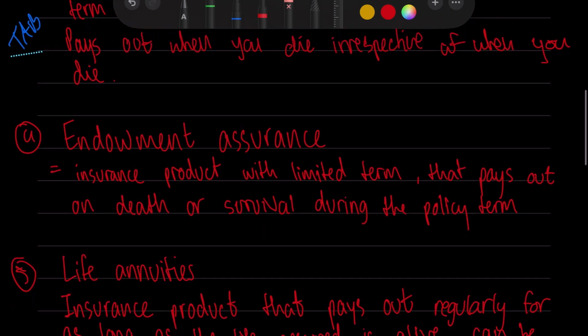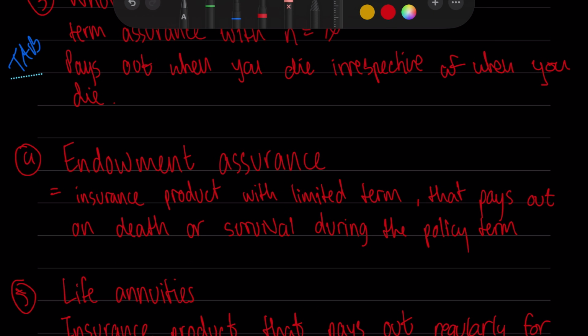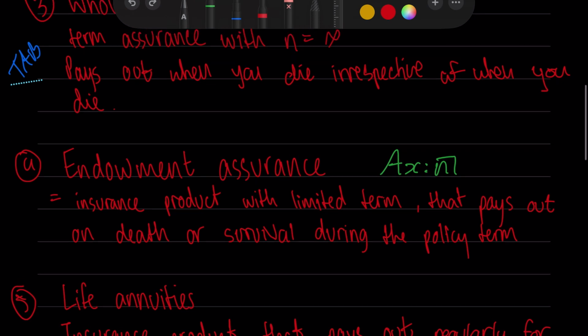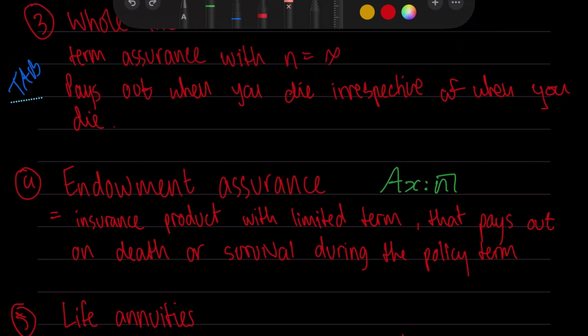So now the next one we're going to talk about is endowment assurance. Endowment assurance, this is the notation. And you see there's no spears, no falling objects, whatever you want to call that. In simple terms, this is the sum of a term assurance and a pure endowment. Sometimes this product is also just called endowment without the assurance, but in a question, you'll be able to make out what it is. So this product has a limited term and it's paying out on the death or the survival within the policy term.